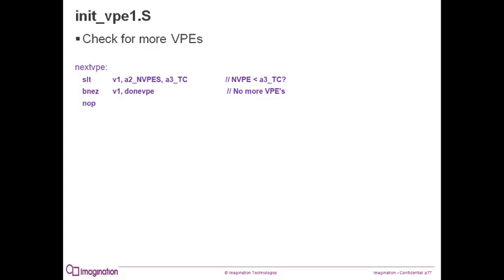Next, the code checks to see if there are any more VPEs to initialize. It does this by checking to see if the number of VPEs left is less than the number of TCs. If it is, all the VPEs have already been initialized, so the code branches forward to done VPE, where it will check to see if there are any more TCs to initialize.